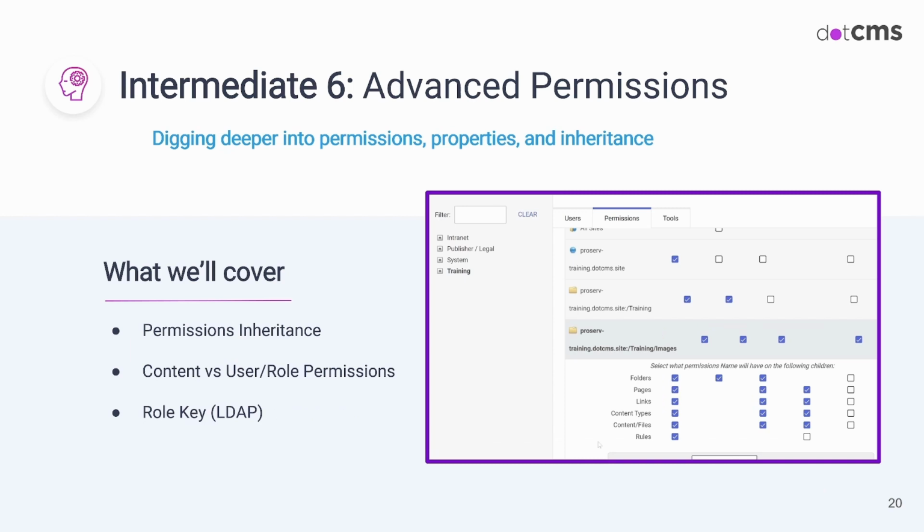And in Intermediate 6, we'll talk about advanced permissions. We'll dig a bit deeper into our permissions, properties, and role inheritance and permission inheritance. So of course, we'll cover that inheritance. We'll talk about content versus user or role permissions and the role key.